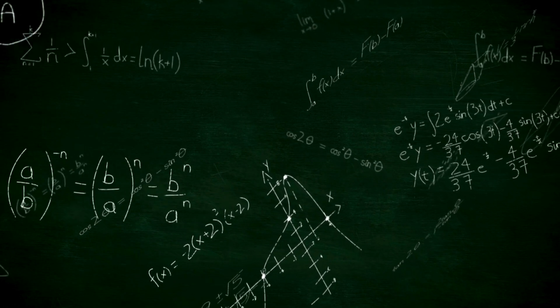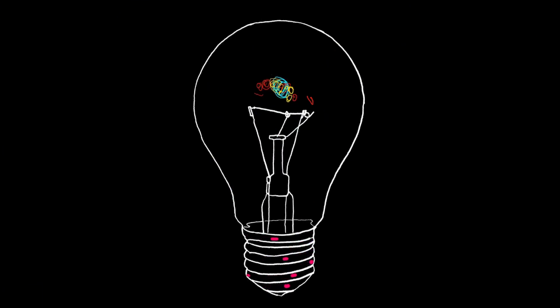Not in wires or chips, but in atoms, in the rules of quantum mechanics, where particles exist in superposition, being in multiple states at once, where two particles can become entangled so that changing one instantly affects the other, even across galaxies, and where observing something actually changes it. This is the computer that breaks reality.